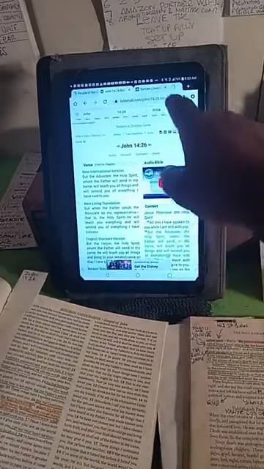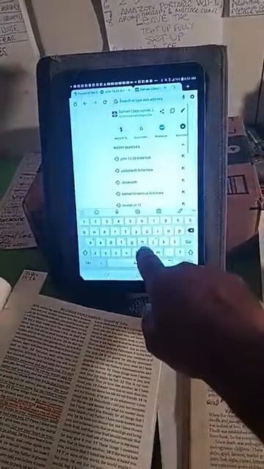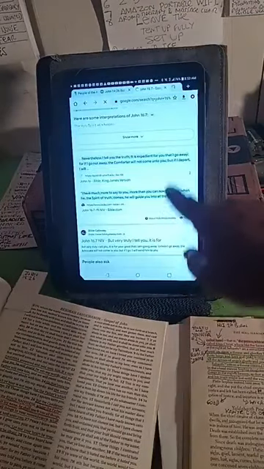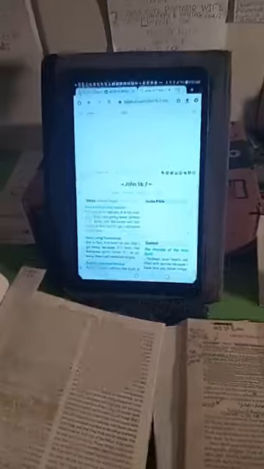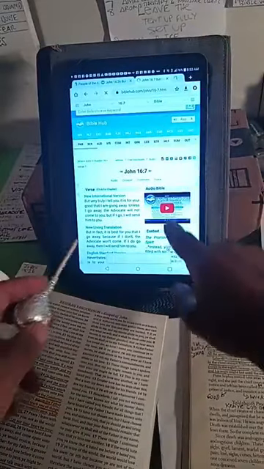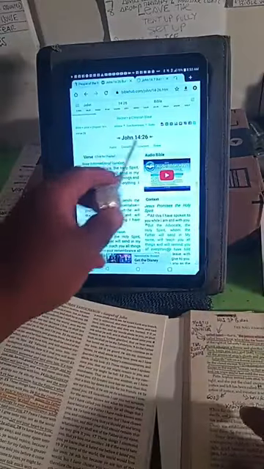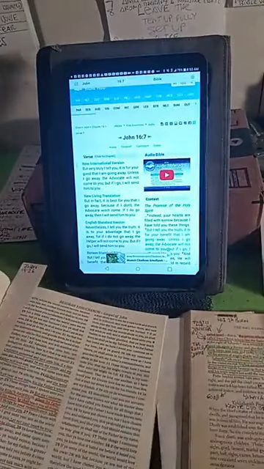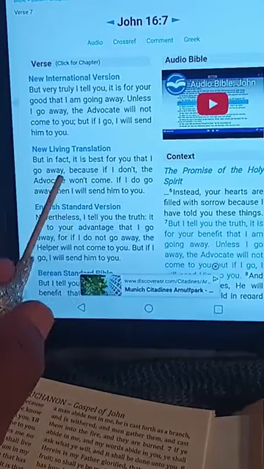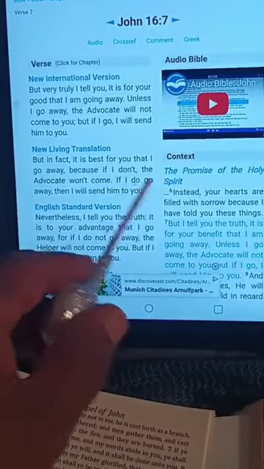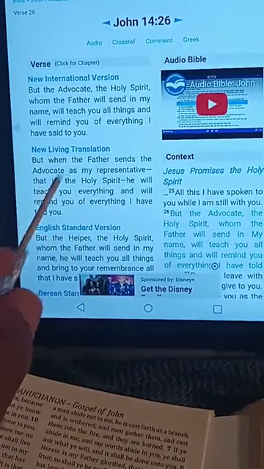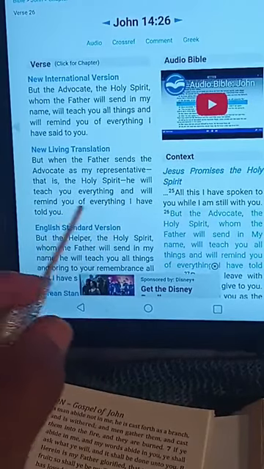But that's not the only Bible verse about me. John 16:7, Bible Hub. We're going to use the New Living Translation. So I'm going to jump from John 16:7 and then jump back to John 14:26. This is Messiah King Yahusha talking about me, King Adam of Light. But in fact, it is best for you that I go away, because if I don't, the Advocate won't come. If I do go away, then I will send him to you. When the Father sends the Advocate as my representative, that is the Holy Spirit, he will teach you everything and will remind you of everything I have told you.